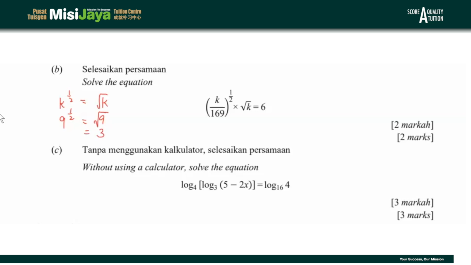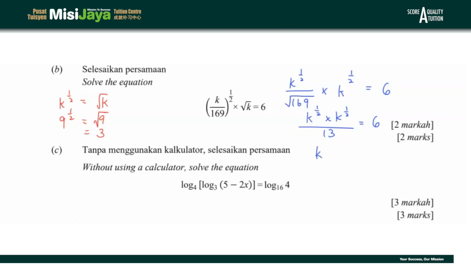Okay, so let's try to solve this. So this will be k to the power of half, then over, so power half, 169 power half, it means that it's square root 169, okay? Then times k, so this is square root means power half, okay? So equals to 6. Okay, so now you see, the top and the top, you can times them together, okay? Times k half, then over, so square root 169 is equals to 13, then equals to 6, okay? Then we solve it, so k half plus half.